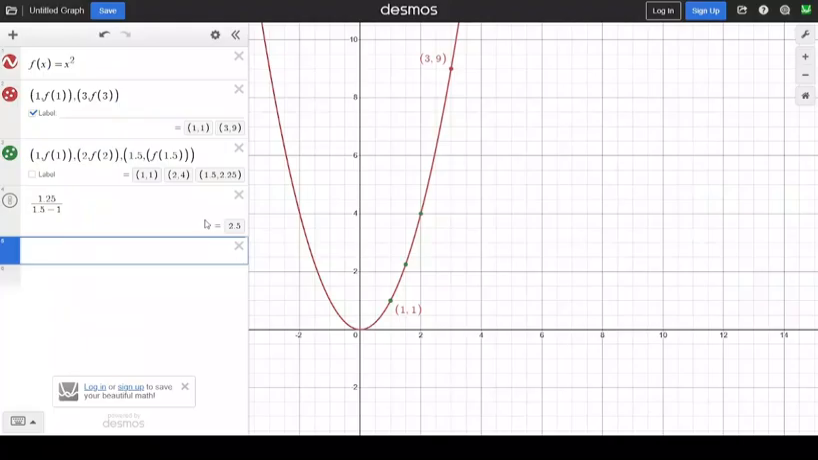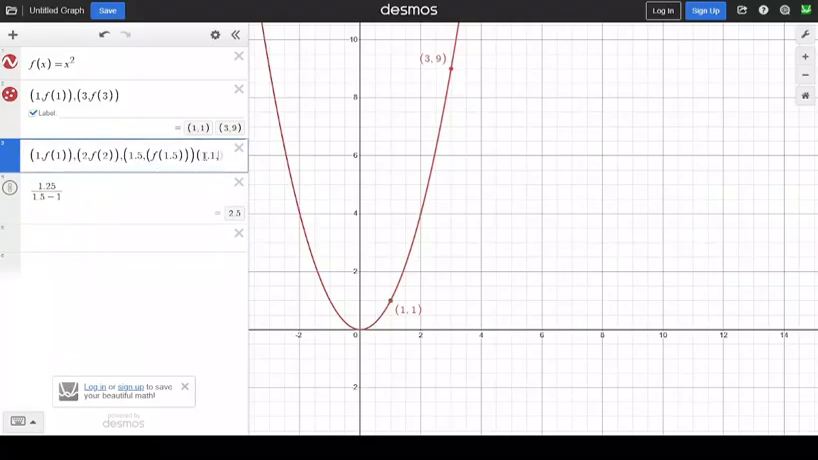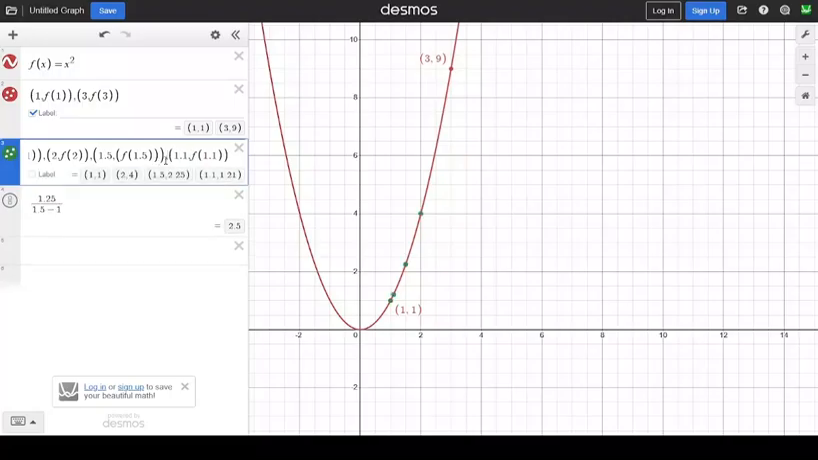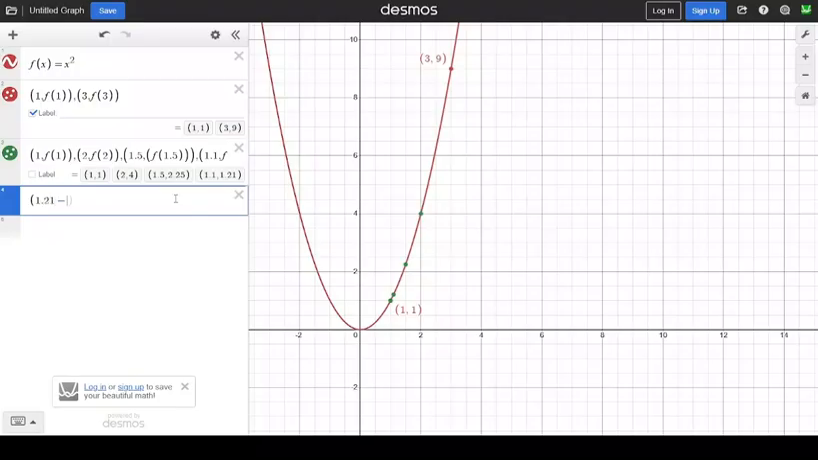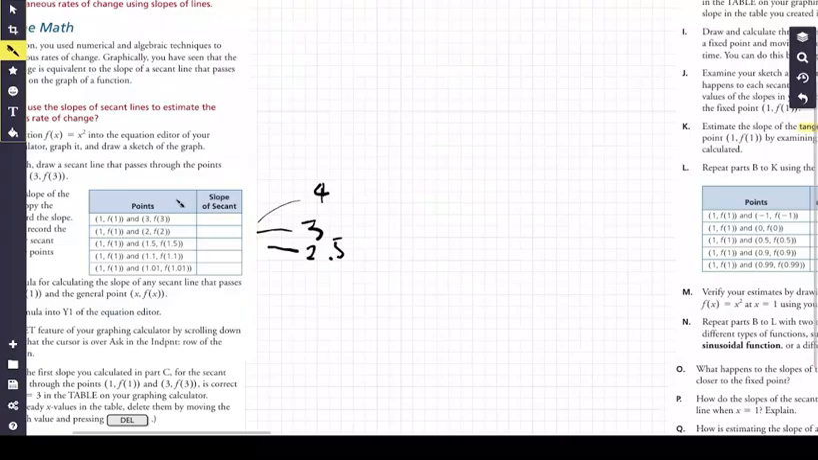Now let's do 1.1. Oh, I forgot to decimalize this. Okay. So we'll have 1.21. The change in y is 1.21 minus 1, and all of this is over 1.1 minus 1. So the slope is now 2.1.